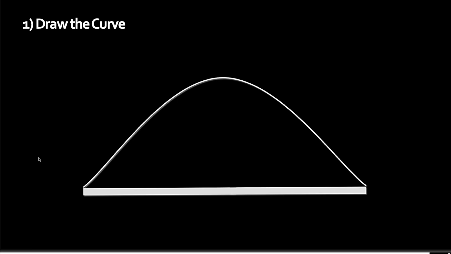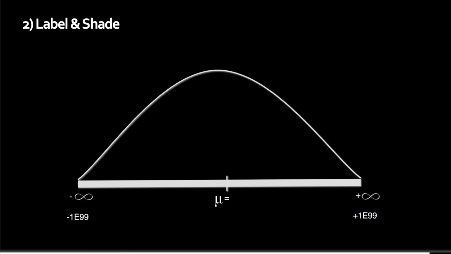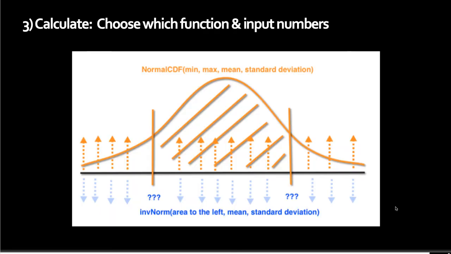We draw the normal curve if we know we have a normal distribution, which we probably will know. And then next we will label and shade. So we'll label the mean of our distribution, we'll label negative and positive infinity, and we'll label everything that we're given in the problem, especially when it relates to where to shade and what the relevant regions are for the problem. And then our third step is the same.